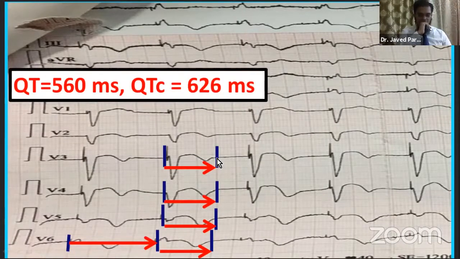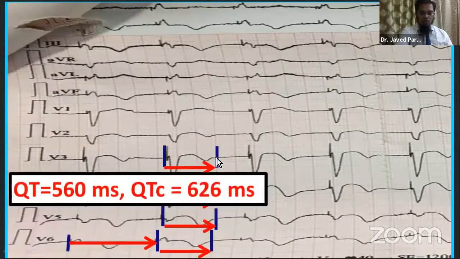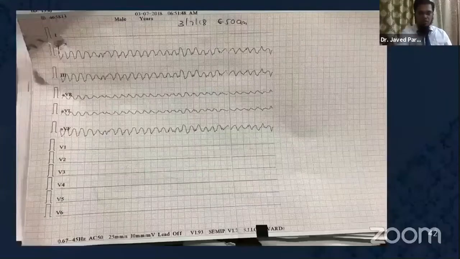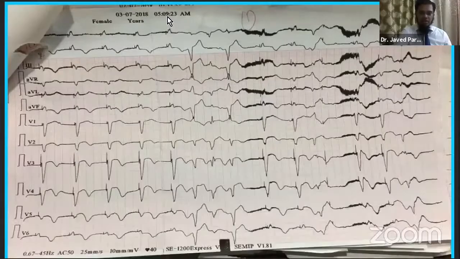So basically, the patient had long QT syndrome, which was probably acquired because of diuretics, and the QTc was very much prolonged. The formula for QT interval calculation, I think we have discussed in multiple such events; it is easily available. And this is the importance. If I go back to the previous ECG, you can see the time here. The time is 5:09 in the morning.